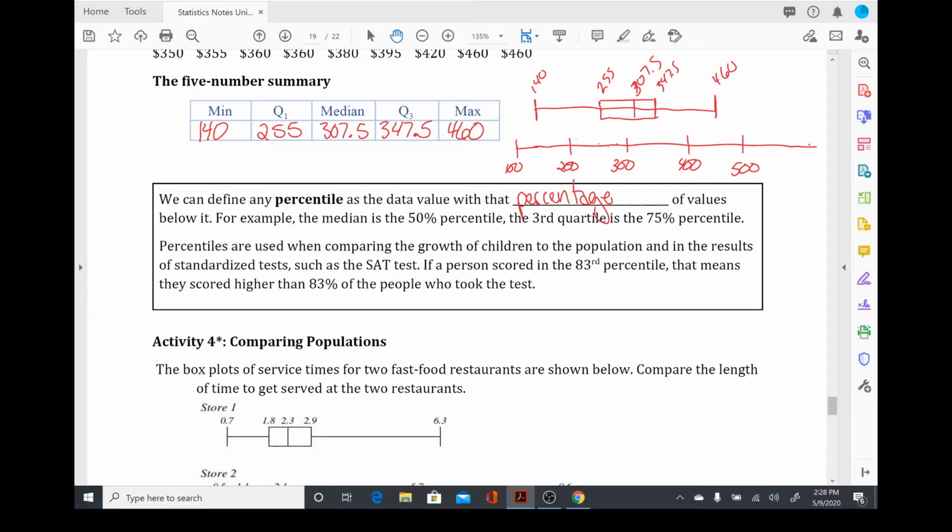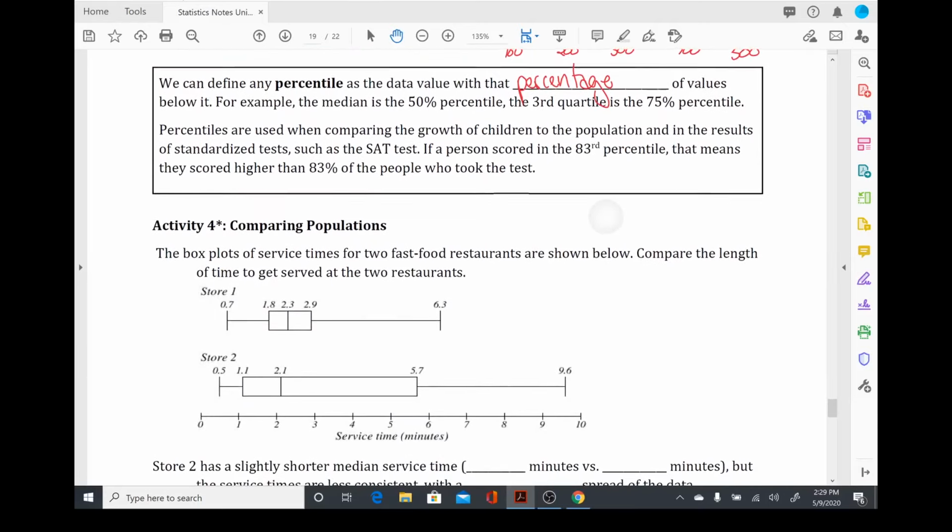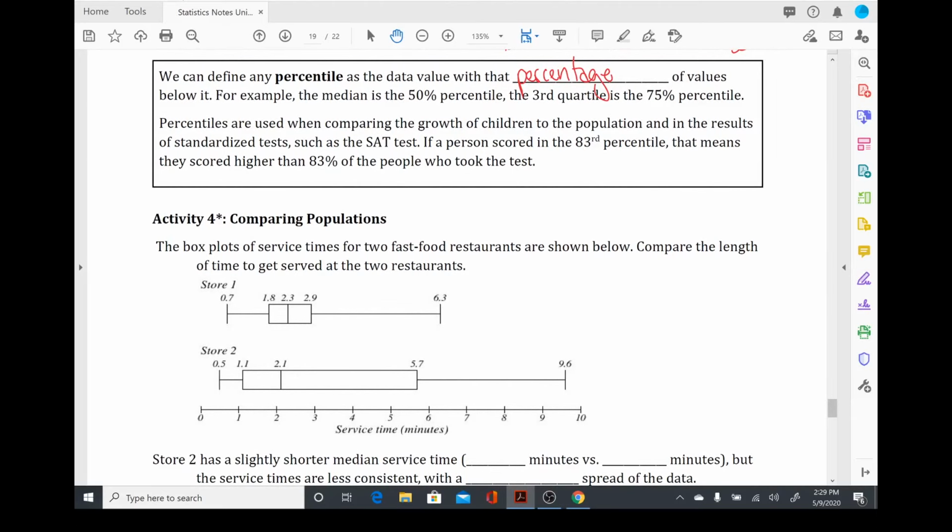Percentiles are used when comparing lots of things. Test scores, when you take the SAT or the ACT, they'll be used there. They are used to compare the growth of children when they're young, and the results are given to you such that if you were in the 83rd percentile, for instance, that would mean that you scored higher than 83% of the people who took the test. So if you were in, let's say, the 50th percentile, that would mean you were right in the middle. Half the people did better than you, and half the people did worse than you.